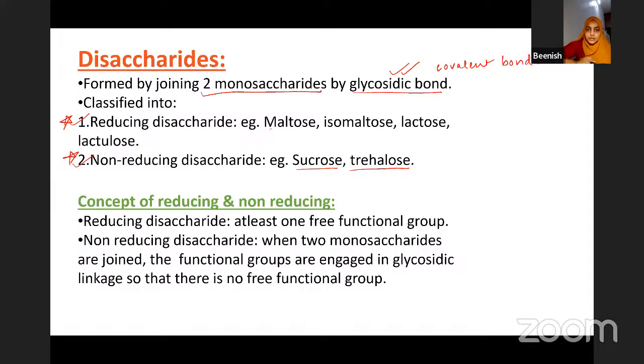Yeah. So I think the connection was lost. I'll begin with disaccharides again.